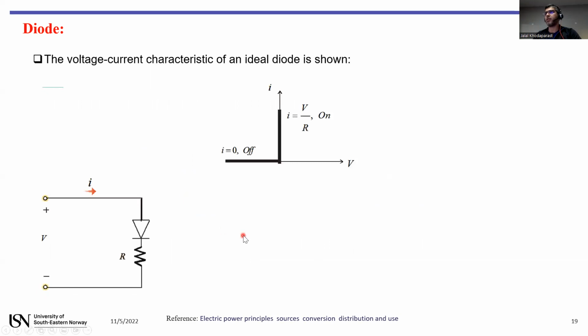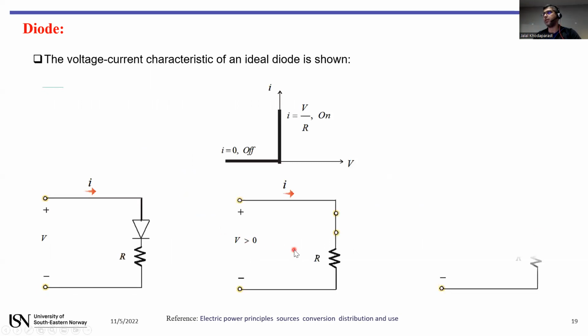You can see the characteristic here better. For example, here it's the main circuit. The positive voltage terminal goes toward the anode terminal. And if this one is positive, the diode is a short circuit. However, suppose that this voltage is negative. It means that this terminal has higher voltage compared to this terminal. So it will be switched off.